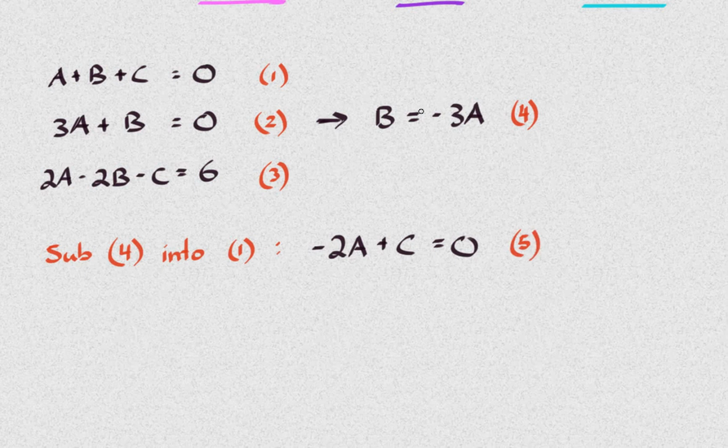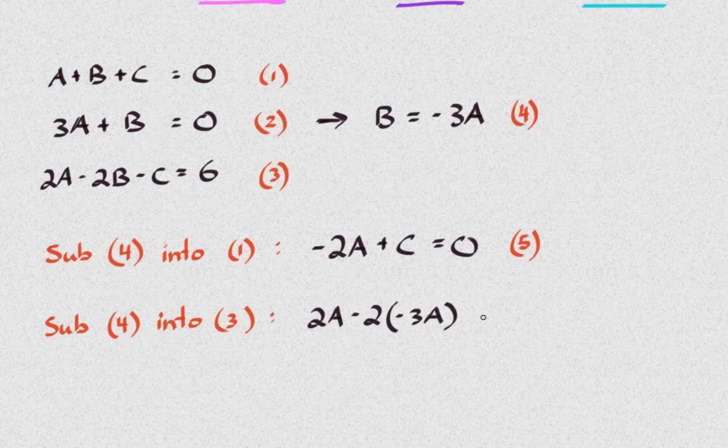And we can also sub equation 4 into this other one. So 2a, this one I'll write out, 2a minus 2 lots of b, but b is minus 3a, minus c equals 6. And so simplifying, well, negative 2 times negative 3 gives us positive 6. And so we get 2a plus 6a is 8a, minus c equals 6. And so this is another new equation that we've come up with, our 6th now.